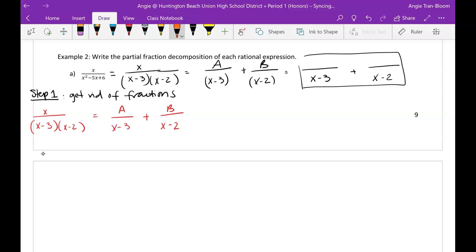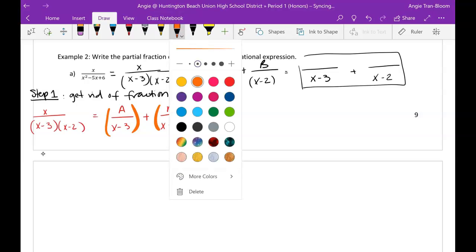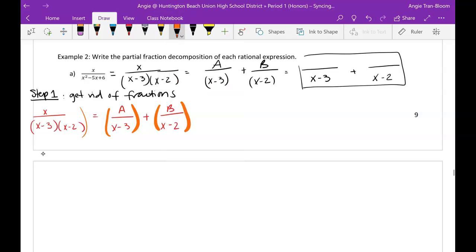So the first thing I'm going to do is multiply everything by a common denominator. Well, they both have x minus 3 times x minus 2. Multiply this by x minus 2 times x minus 3. What you multiply to one term, you have to multiply to all the terms. To get rid of fractions, you multiply by a common denominator. When I do that, these denominators are gone.